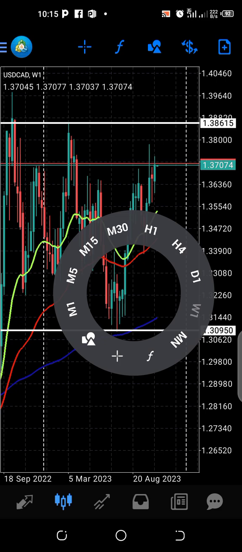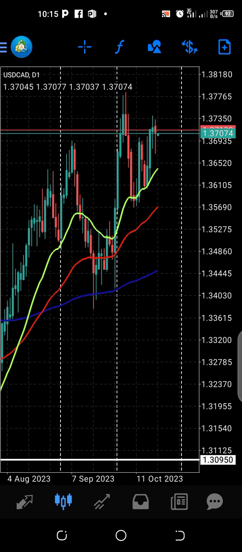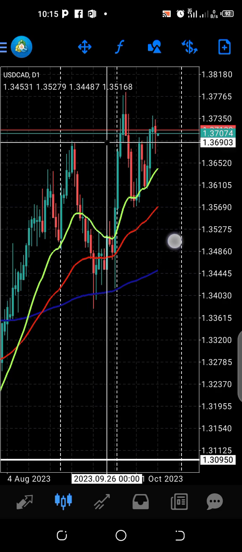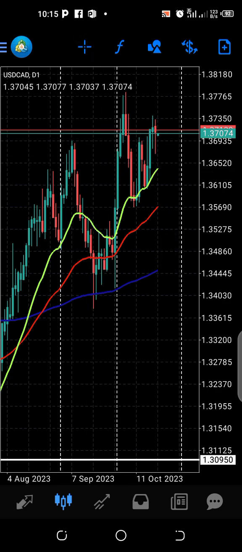But let's go to the daily time frame. Well, I said that was a resistance, so that is a resistance. You can see the reaction here. This is a bearish candlestick indicating a bearish move, so we have to hold on and see what's going to happen. Let's get a bullish continuation candlestick before we can jump into this trade. So that's for USD CAD.